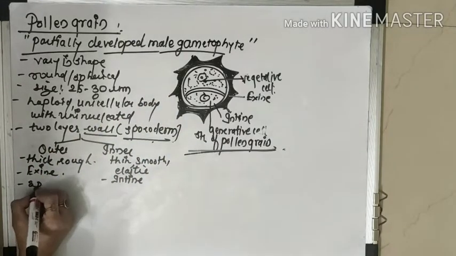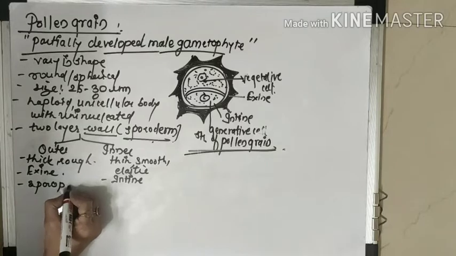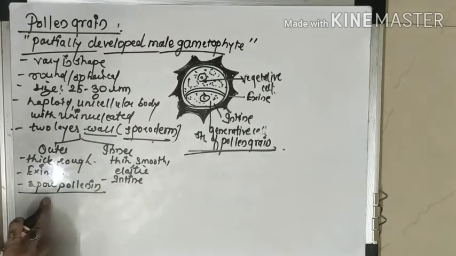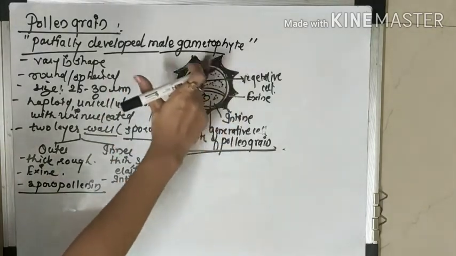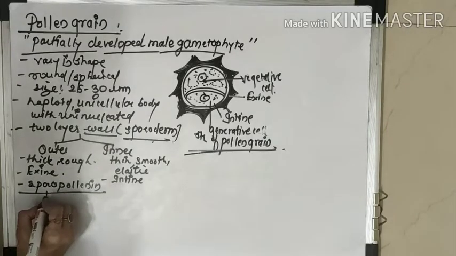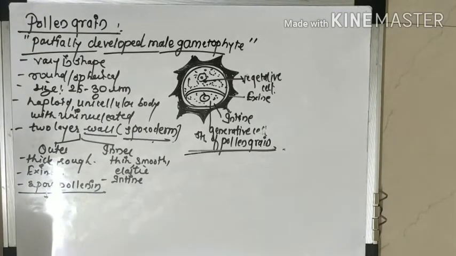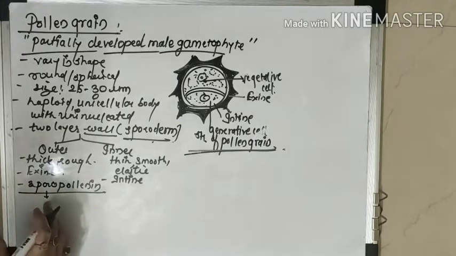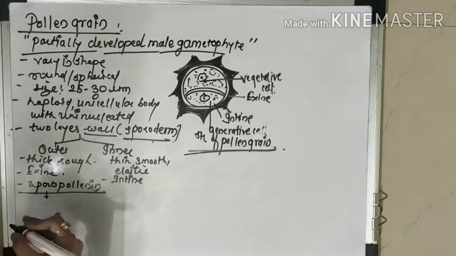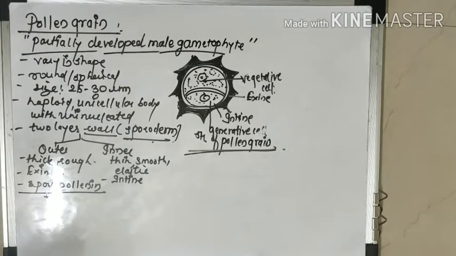Now this outer layer, the exine, is made up of a complex substance known as sporopollenin. With the help of this complex substance, the external wall, the outer layer of the sporoderm of pollen grains, is made. Now what is the function of this sporopollenin? It protects the pollen grain from physical, chemical and biological degradation, or decomposition.